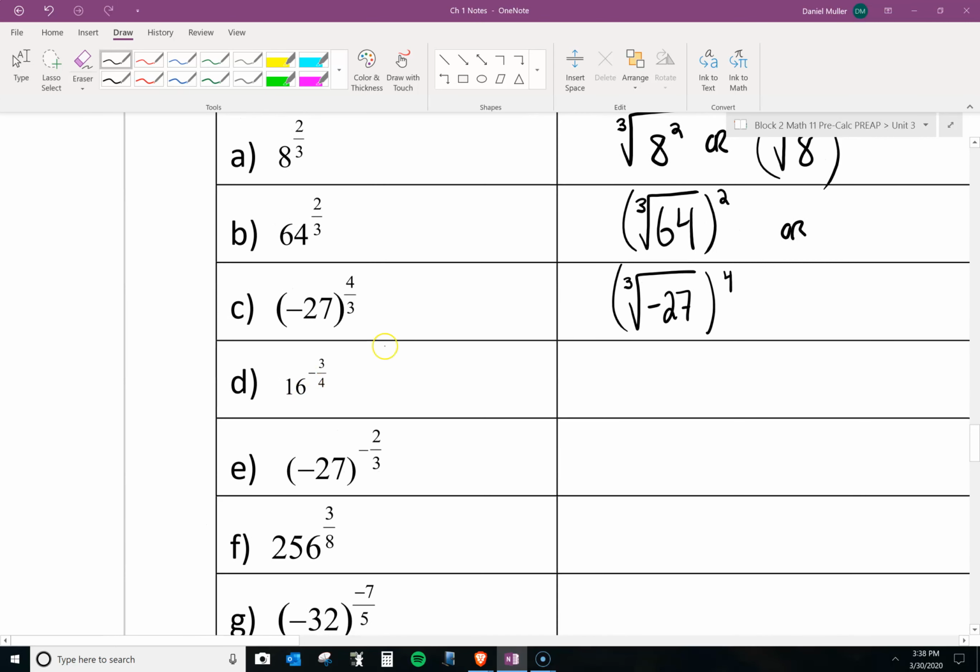So 16 to the power of negative 3 over 4. Well, the first thing I'm going to do is rewrite this. I don't like having a negative exponent.